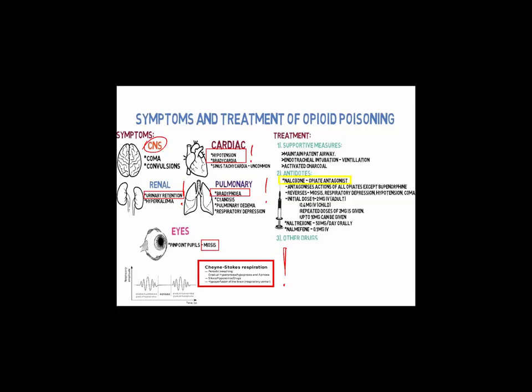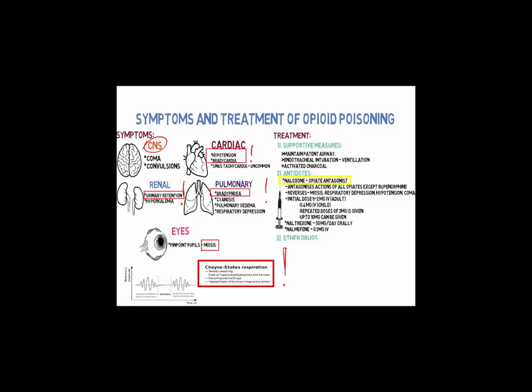So how are we going to treat such patients? Supportive measures and antidotes and some other medicines if required. Supportive measures include maintaining a patent airway, so maybe artificial ventilation, endotracheal intubation, and activated charcoal as the absorbent medicine to eliminate the metabolites. And of course, antidotes. Antidotes for treatment of opioid poisoning are opioid antagonists.